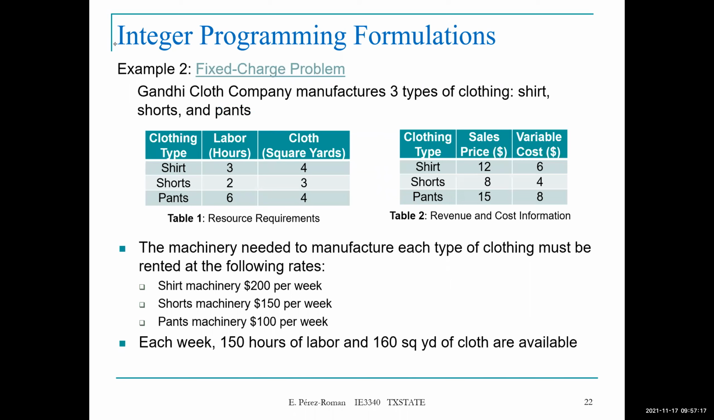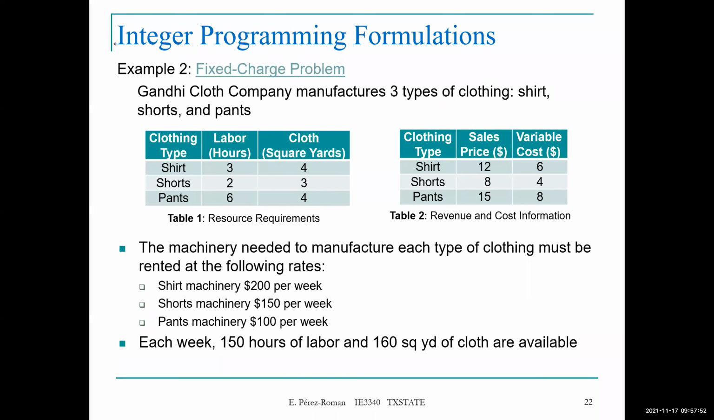Another example of an integer programming model is what is called a fixed charge problem. So here we have a company that manufactures 3 types of clothing: shirts, shorts, and pants. We have the clothing type, the labor hours, and the cloth materials that are needed. We also have the sales price and the variable cost of producing these items. The machinery needed to manufacture each type of clothing must be rented, and the following rates apply.